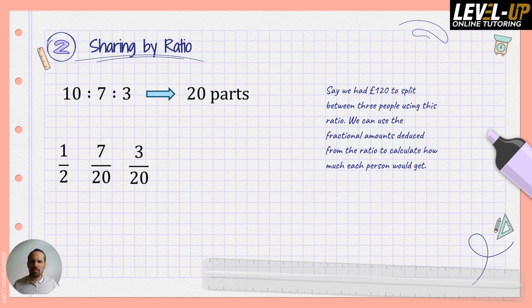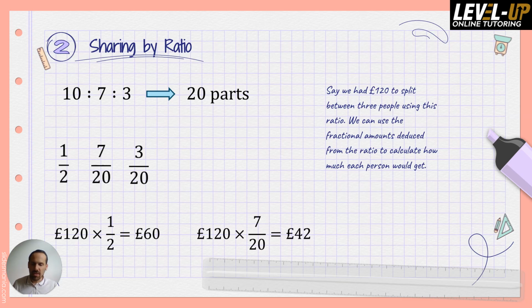But say this is part of a business, and maybe they each own the business in different amounts. Maybe they've each invested different amounts into that business, and they have this split of 10 to 7 to 3. And so the profits of this business, they want to split by that same ratio. That's one example of why you might do this. Once we've got these fractions, we can calculate each person's amount. The first person is going to get half, which is 60. The next person would get 7/20, which comes out to 42. And the final person would get 3/20, which comes out to 18.